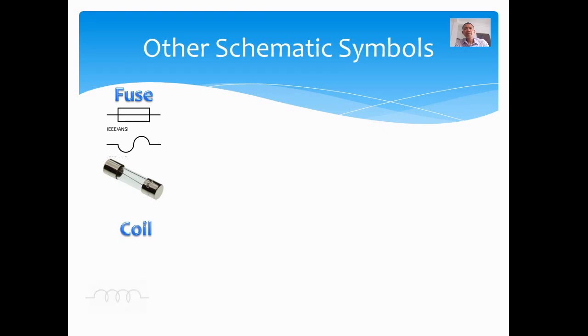Next is the coil. There is the schematic symbol for the coil and the actual coil. A coil is actually made from wire, not just an ordinary wire, but a magnetic wire.